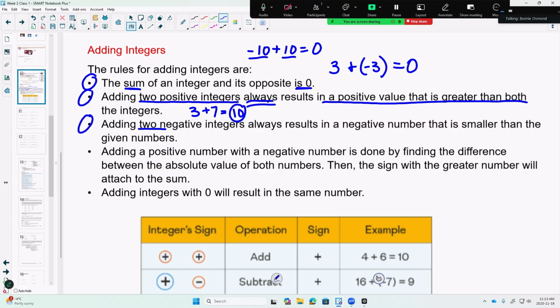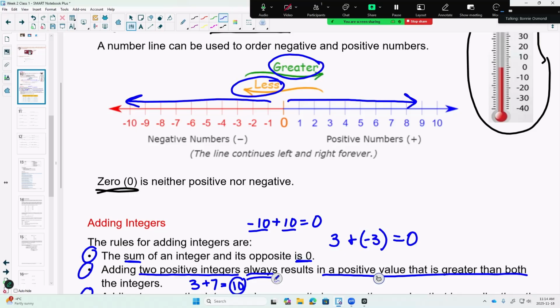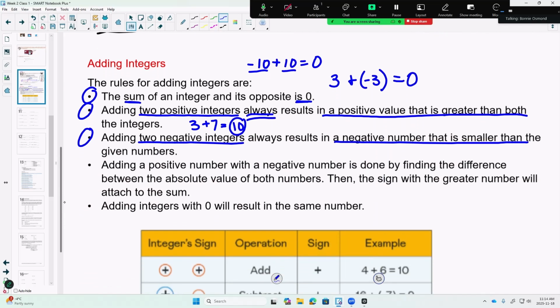Next, adding two negative integers always results in a negative number that is smaller than the given numbers. When you think of your number line, when we go to the right of 0, our numbers are getting greater. They're getting bigger. So 10 is more than 3, for example. When we go to the left of 0, our numbers are getting less or smaller. So negative 10 is less than negative 3. The further away you go from 0 to the left, the smaller the value of your number.